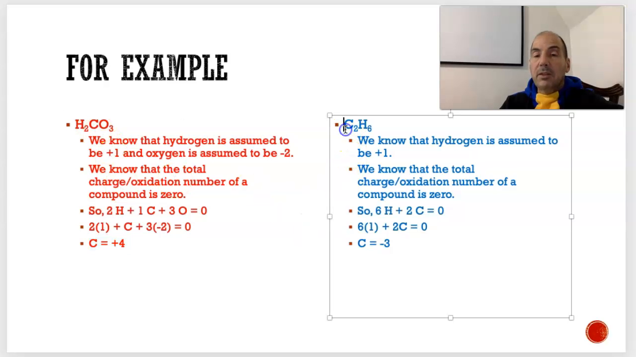But let's look at carbon here in ethane. Again, we're going to assume that hydrogen is +1 and the total charge is 0. So that means 6 hydrogens plus 2 carbons equals 0. But those hydrogens are each +1, so that means 6 plus 2 carbons equals 0. Bring the 6 to the other side, 2 carbons equals -6. Divide by 2, carbon would be -3. So notice that carbon has a negative oxidation state here. Before it had a positive. These things can change.